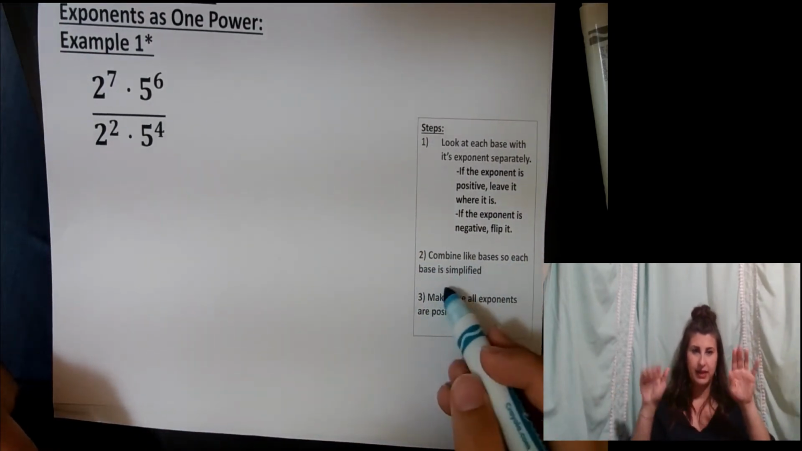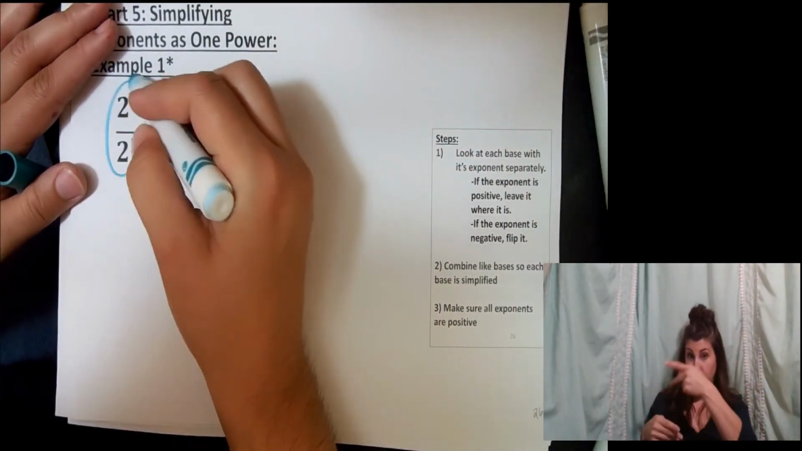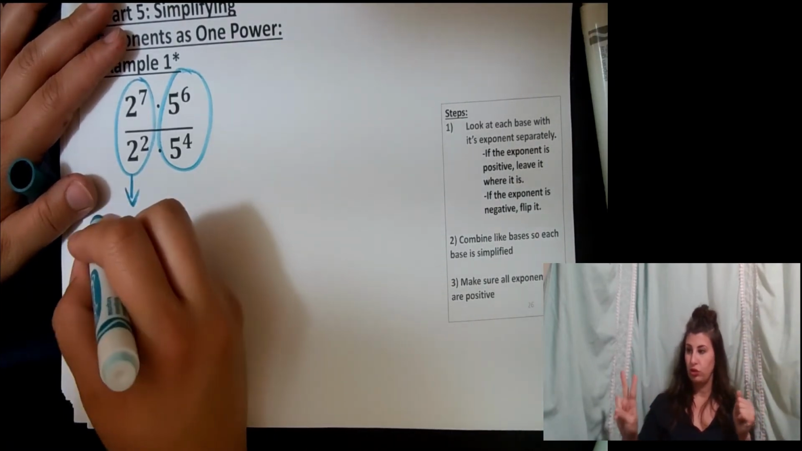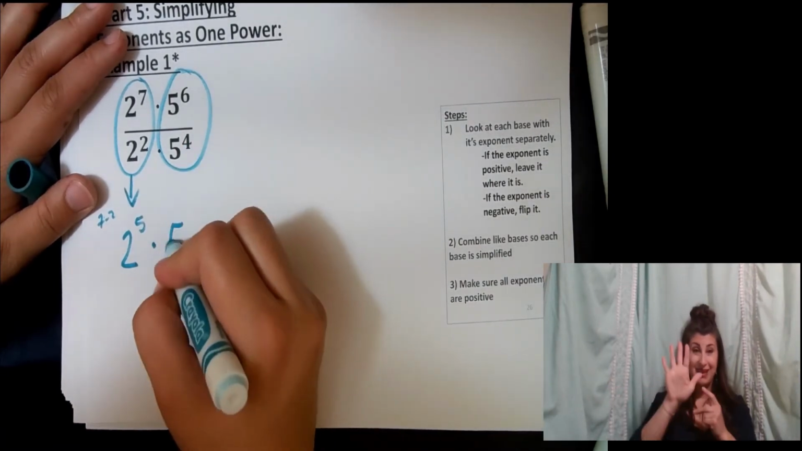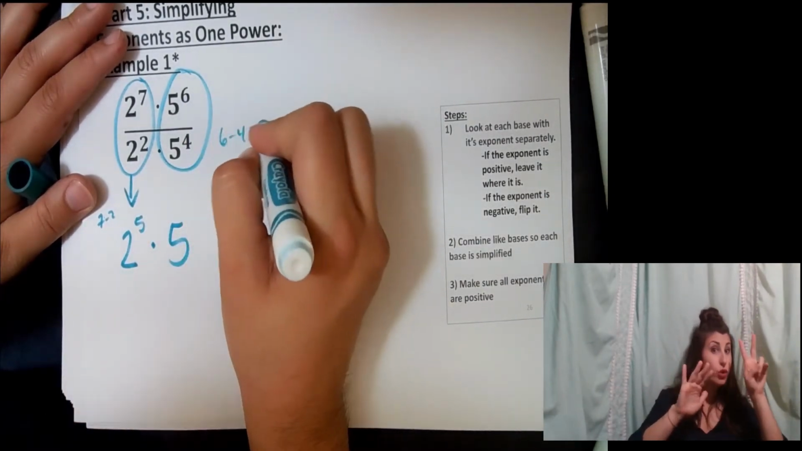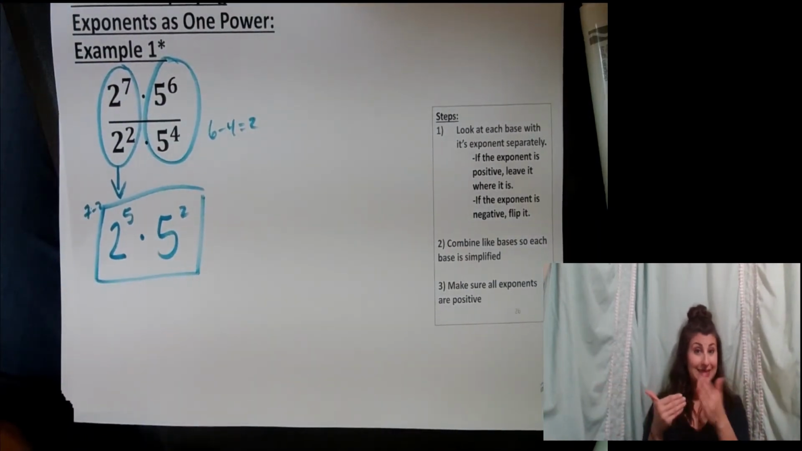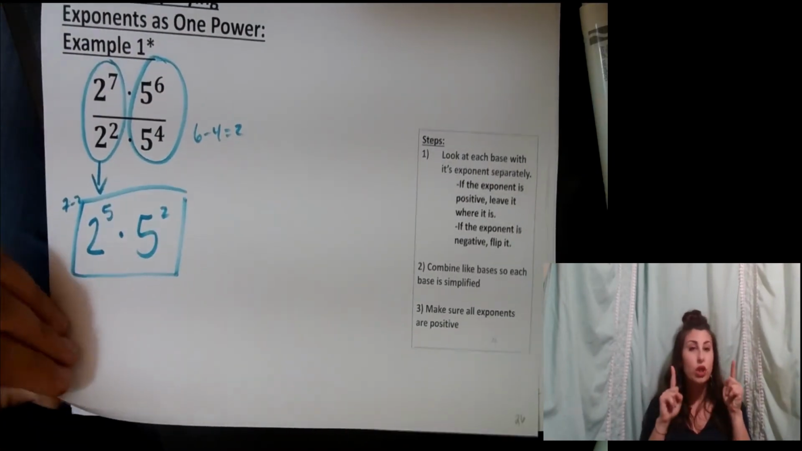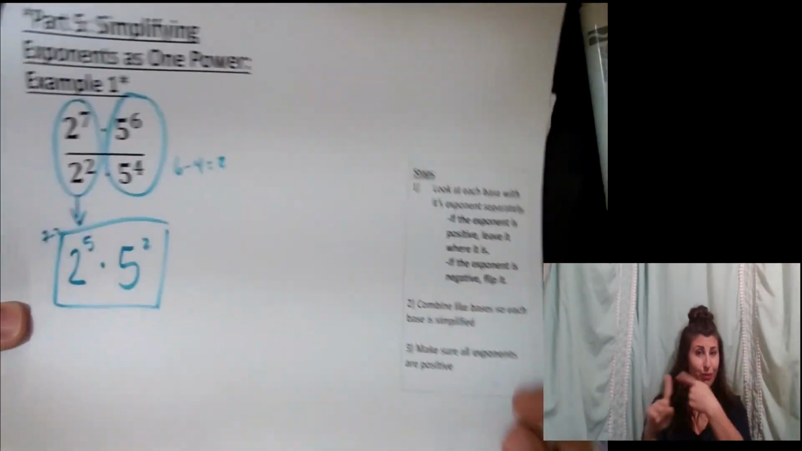Combine like bases so the bases are simplified. Okay, well I can combine those ones and combine those ones together. So this is going to turn into 2, and then 7 minus 2 is 5, times 5, 6 minus 4 equals 2. There we go. That one was pretty simple. I just simplified each one. Whatever works for you. And this one I didn't have to flip anything at all because they were all positive.